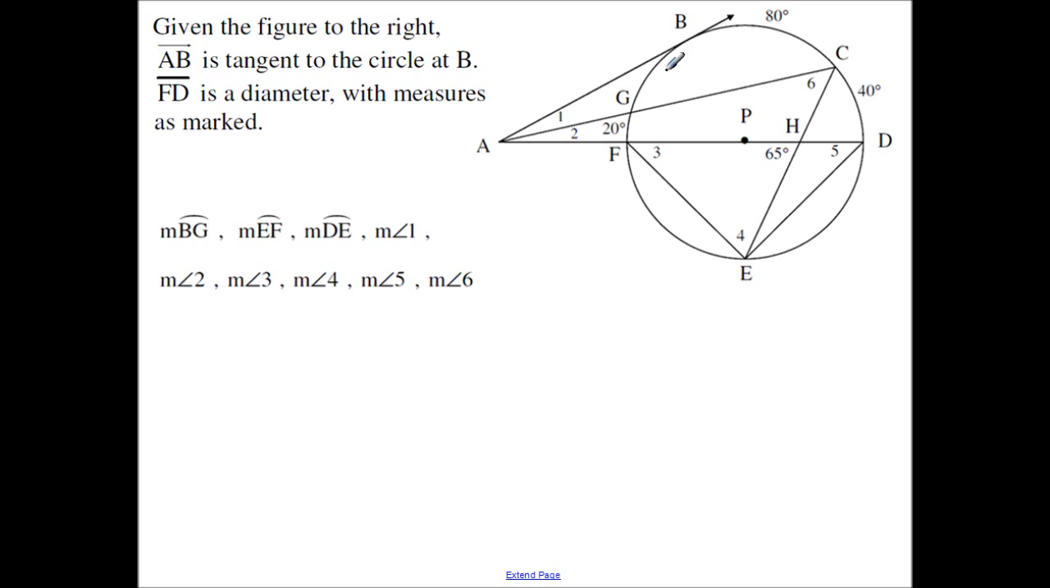So I need to get up to 180. So that tells me that arc BG has to be 40 degrees. Right? And the reason why that has to be 40 degrees is it's part of a semicircle. So again, 40 plus 80 plus 40 plus 20 is 180 degrees. That is going to be useful for finding, for example, the measure of angle 1, because I'll be able to do that now.